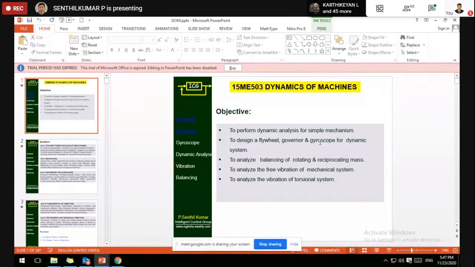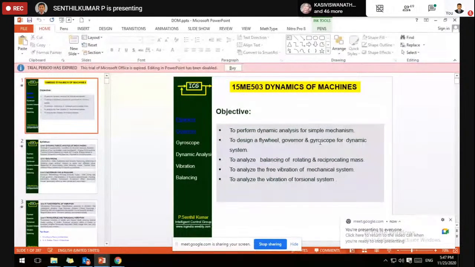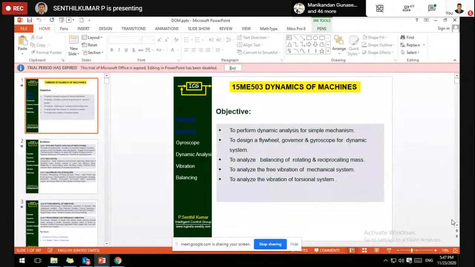First of all, I would like to thank Ramco Institute of Technology for giving me the opportunity, and the Department of Mechanical Engineering. Today I'm going to discuss the Dynamics of Machinery course. I have been conducting this course for the last 10 years in our institute. I started my teaching career in 2010, so almost 10 years over, and all these years I have been teaching this course. It's one of the courses in my area.